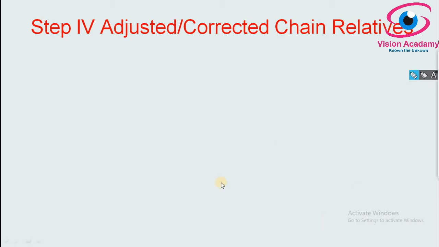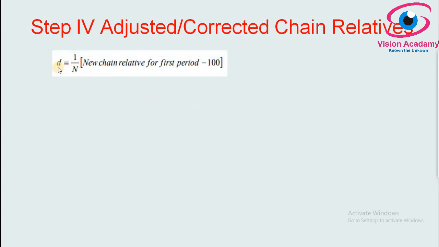So step number 4 is adjusted or corrected chain relatives, CR. Already we found the chain relative, here we need to adjust that. For that we need to use this formula D. We need to obtain a difference here, because this difference will be subtracted from the chain relatives we found in the third step. So for that firstly we need to obtain the difference, 1 by n. We are dealing with quarters, so n is 4.